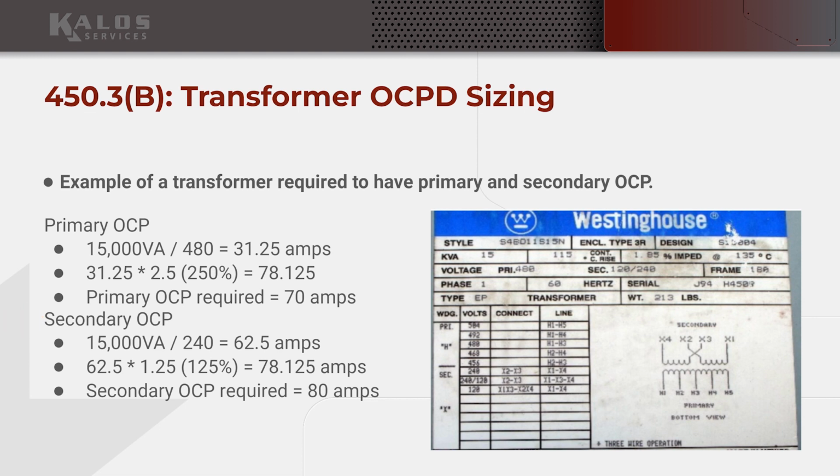Okay, so let's do the math on this one. For the primary, this was sort of interesting. I really didn't like this example because my primary and secondary overcurrent protection ended up really close to each other, and I didn't expect that. But for primary overcurrent protection, 15,000 volt amps divided by 480 gives us 31.25 amps. 31.25 times 250% gives us 78.125. So the primary overcurrent protection required is 70 amps.